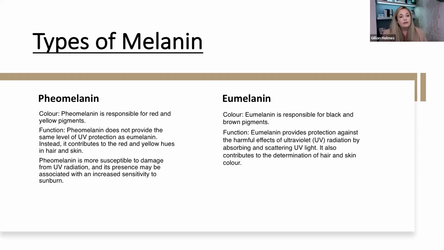Now, two types of melanin I have already mentioned. So we have pheomelanin and eumelanin. Now, the ratio of pheomelanin to eumelanin, along with the distribution of melanin within the skin layers, contributes to a wide range of skin colours observed in individuals. So as I've mentioned, typically those lighter Fitzpatricks will have more pheomelanin, dark Fitzpatricks tend to have more eumelanin.